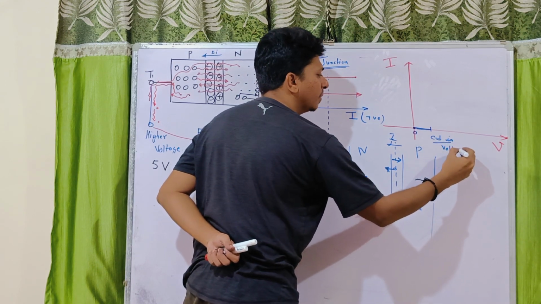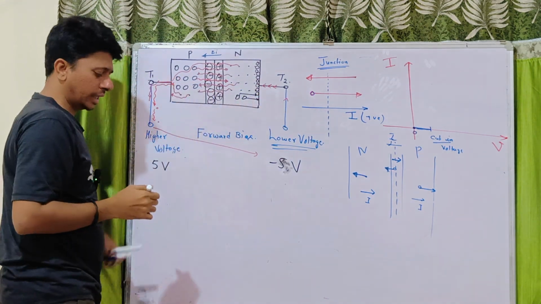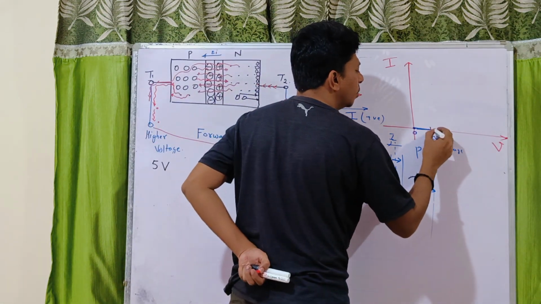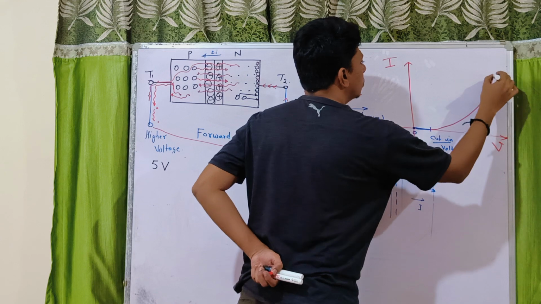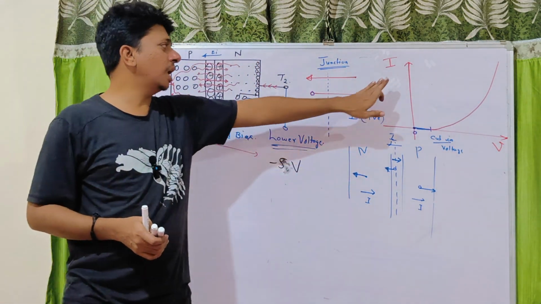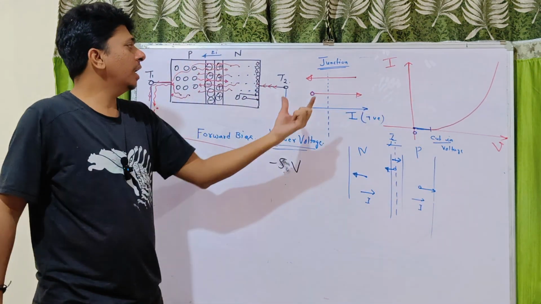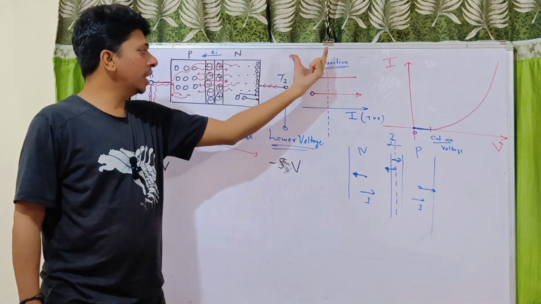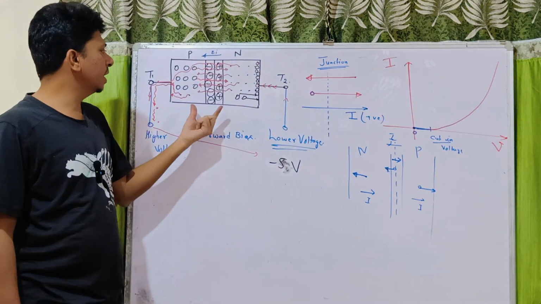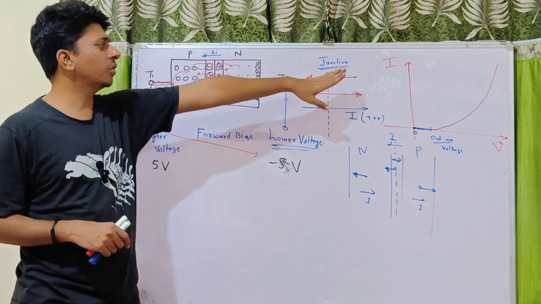After the cut-in voltage, the holes are allowed to move in this direction and the electrons are allowed to move in that direction, and then some current will start flowing, and this current goes on increasing as we increase the voltage, and this is called the forward bias IV characteristics. And this current is the current at the junction. Whatever current we are drawing is basically the current at the junction. Whatever charge carriers are crossing the junction is what we have drawn here.